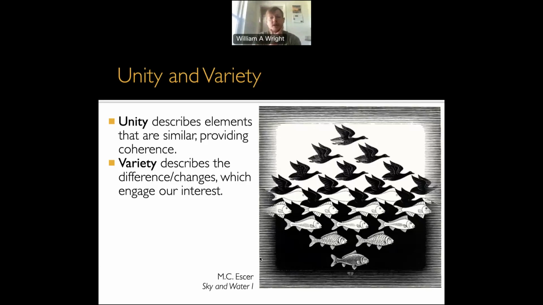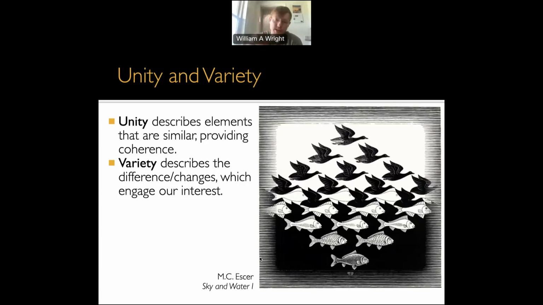So we look here at this piece on the right, M.C. Escher's Sky and Water, and we see, in a specific sense, the fish and the birds have their own sense of variety, but the fact that some are fish and some are birds is their variety.